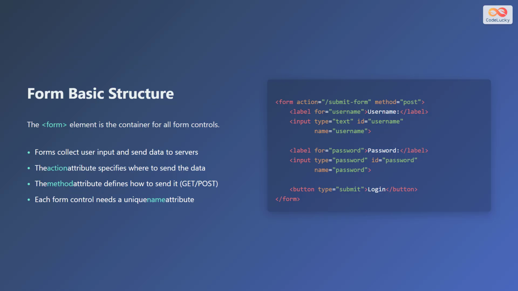Here is an example of a basic form structure. The code begins with a form tag. It includes attributes such as action, which specifies the server endpoint to handle the form submission, and method, which defines how the data is sent, in this case, post. Within the form there are labels and input fields for username and password, each with corresponding for and ID attributes. Finally, there is a submit button to submit the form.